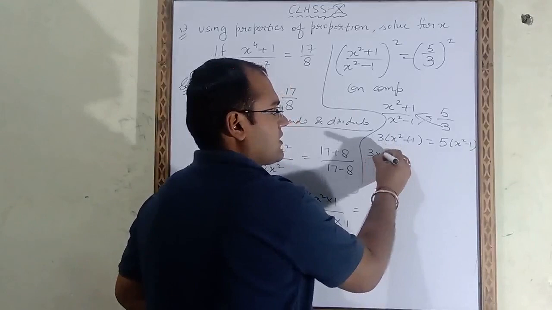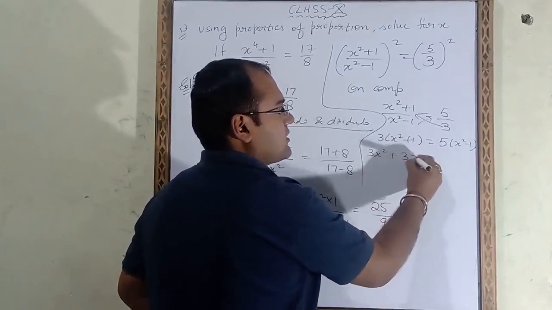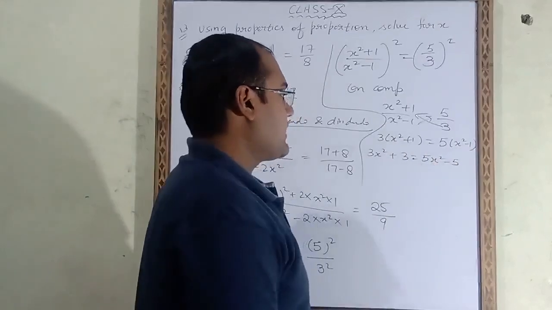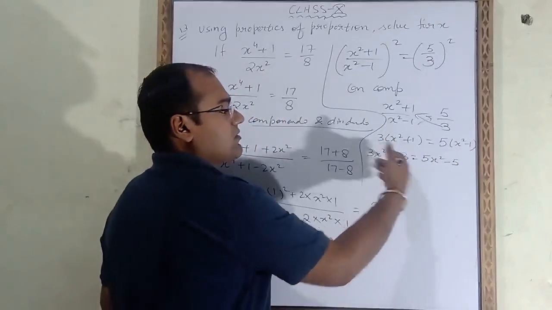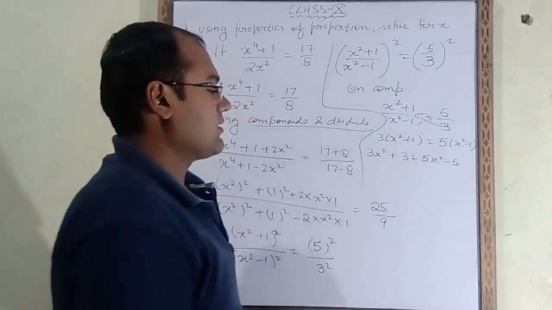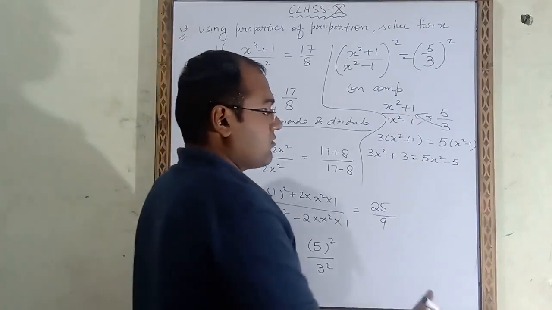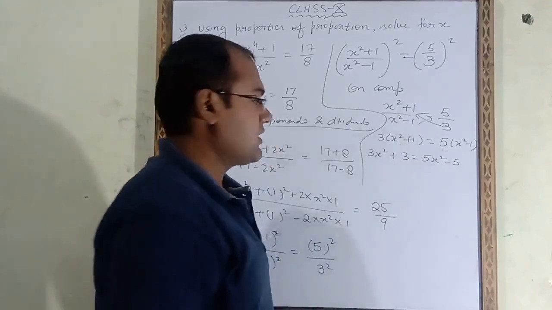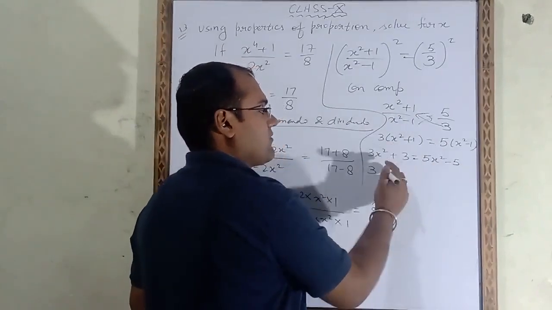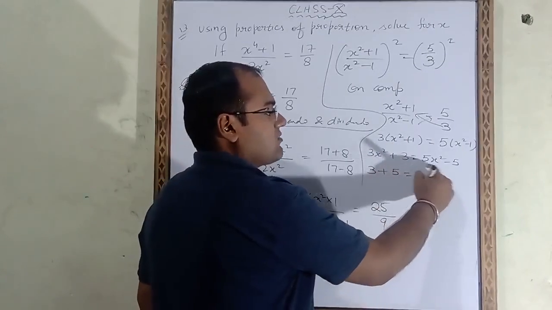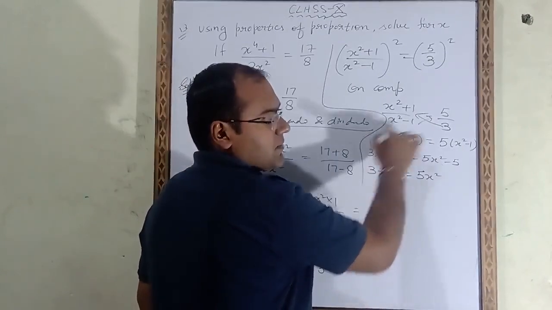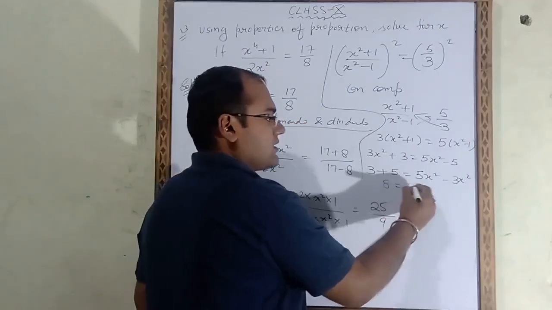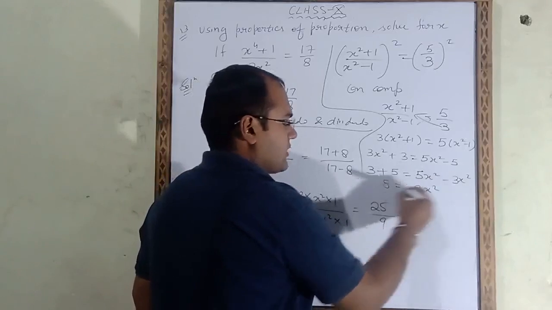3 into x square, 3x square, plus 3 into 1 is 3. 5 into x square, 5x square, 5 into 1, 5. Now all the terms we will bring on left side, or we can do one thing, x terms we will take on right side and without x we will take on left side. So this 3 minus 5 will come here, this will become plus 5 is equal to 5x square, plus 3x square will come here, so this will become minus 3x square. 5 plus 3 is 8. 5x square minus 3x square will be 2x square.